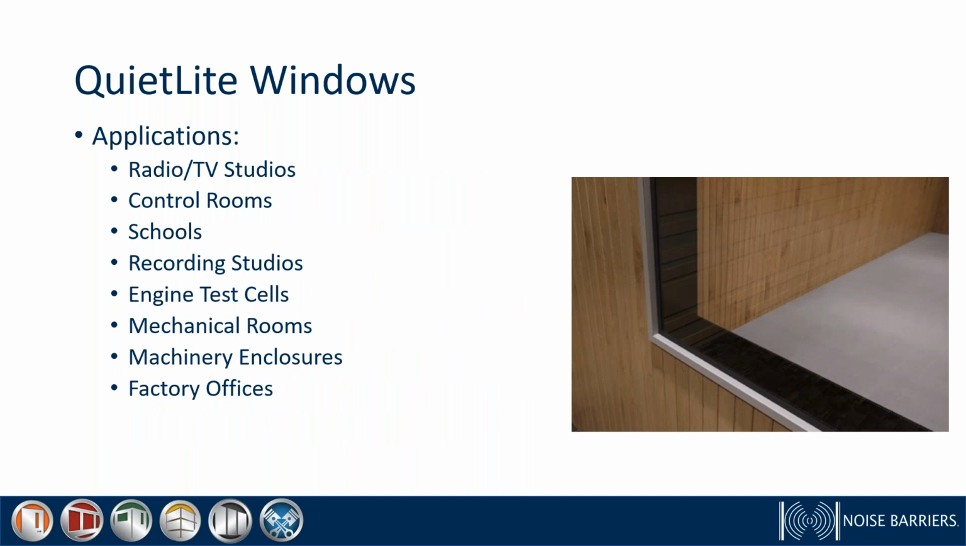Some of the application locations for this would be radio and TV studios, control rooms, schools, recording studios, engine test cells, machine rooms, machinery enclosures, and factory offices. When these windows go in an engine test cell, a machine room, or a machine enclosure, we definitely like to beef up our windows with blast resistant glass, which is about 1 inch and 1/16, or 1 inch and 3/16. That's to protect the person standing outside of the window itself in case there is an explosion or a failure of the equipment that's performing inside of the unit.